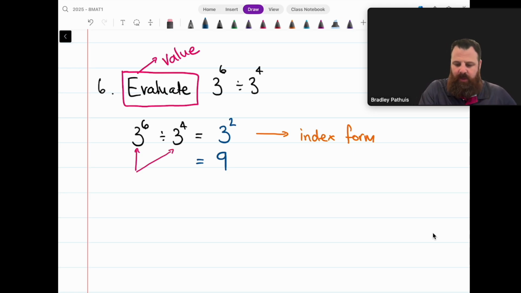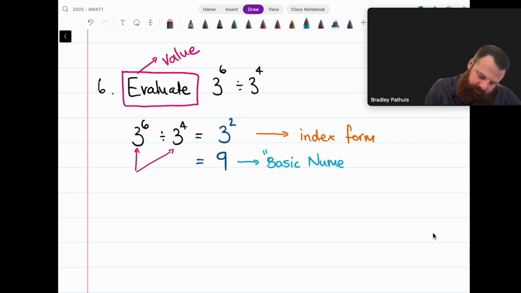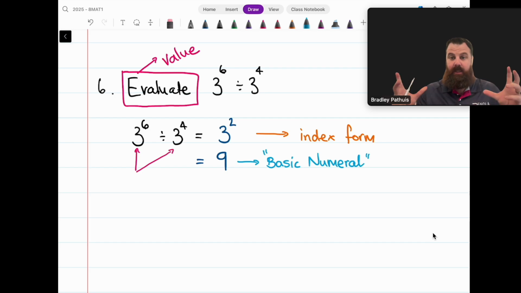Another way that this sometimes gets called is basic numeral. A basic numeral, the word numeral being number. So evaluate, basic numeral means just write the number. I'm not worrying about the index part.